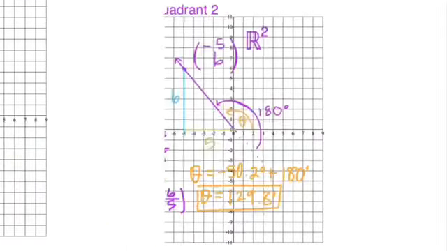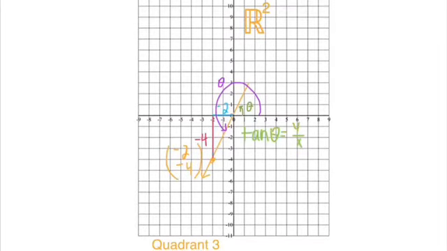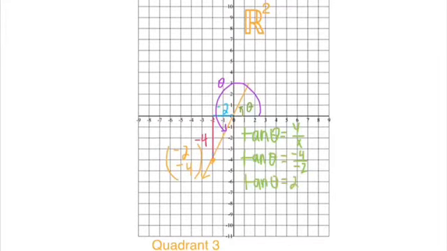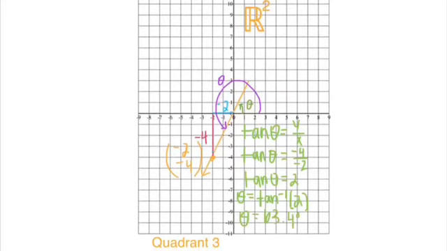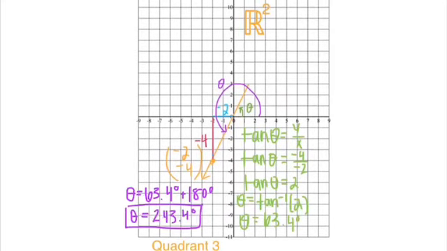Once again, you start with tangent theta equals y over x, plug in the x and y values, and then solve. Just like before, you solve for the inverse of tangent and then add 180 degrees. Once you've added 180 degrees to your original angle, since it's half a circle away, you're done with the problem for quadrant 3. You add 180 degrees to put the angle in standard position.